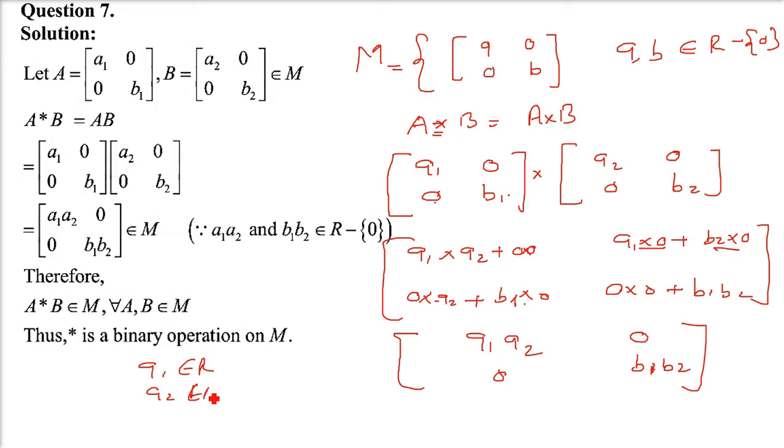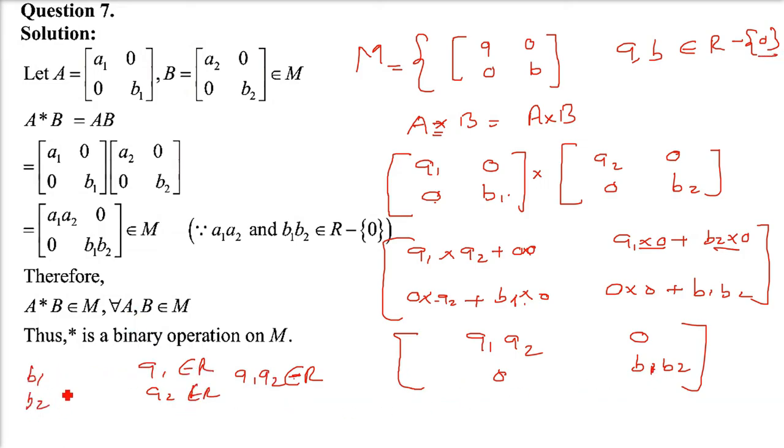So A1 multiplied by A2 will always belong to a real number, since A1, A2 cannot be 0. Even if it is 0, it doesn't matter because it will belong to real number. Real number has 0 inside it. Okay. B1, B2, the same logic goes.